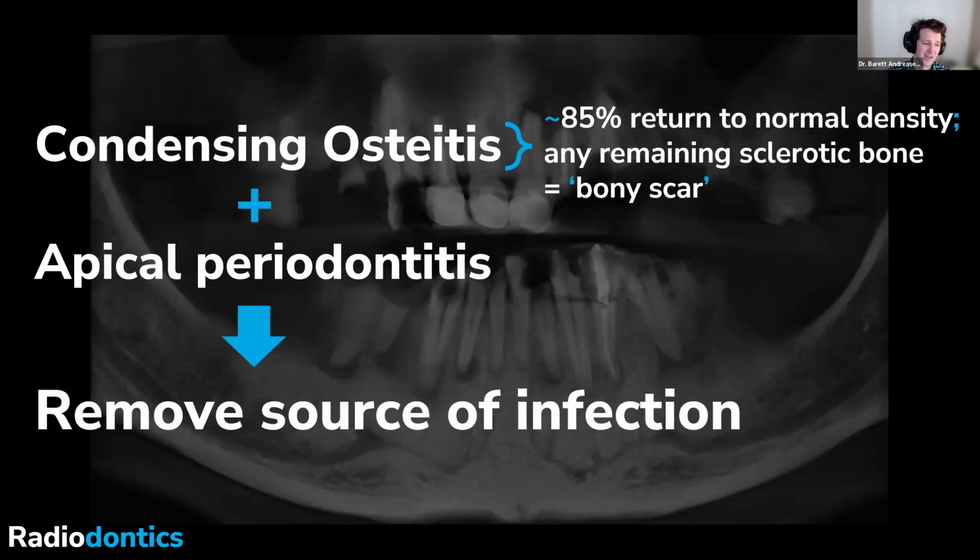So again, it's a response to the inflammation associated with the tooth. And so if we remove that source of infection, this bone will gradually turn back to normal bone. It'll remodel and slowly become more radiolucent, more typical of the normal density of bone. Sometimes, though, literature says about 15% of the time that sclerotic appearance will continue and persist, and it's nothing that needs to be treated or biopsied. We just consider it to be a scar, and it looks funny, but it's totally fine.